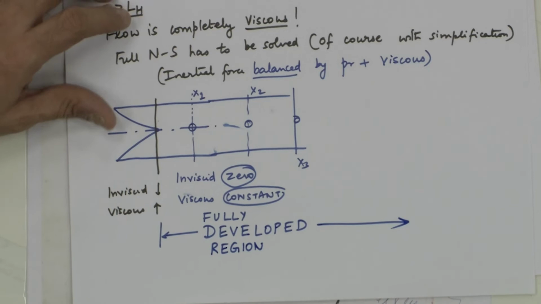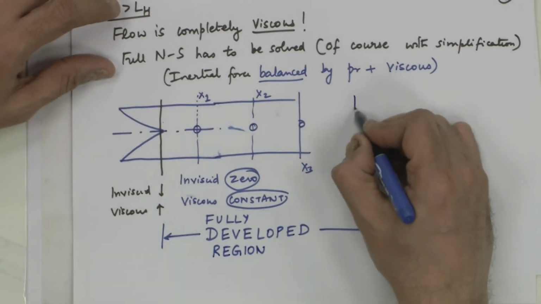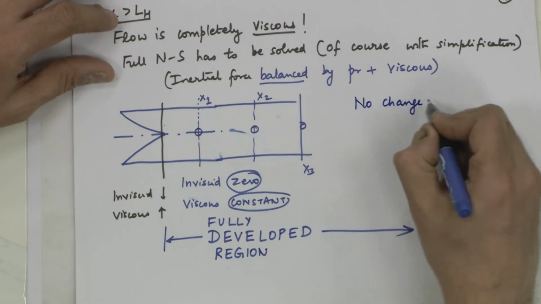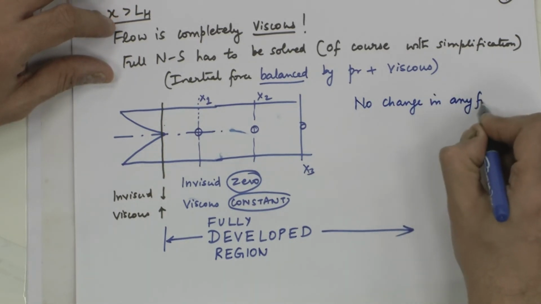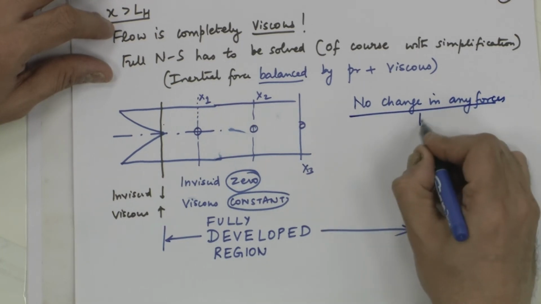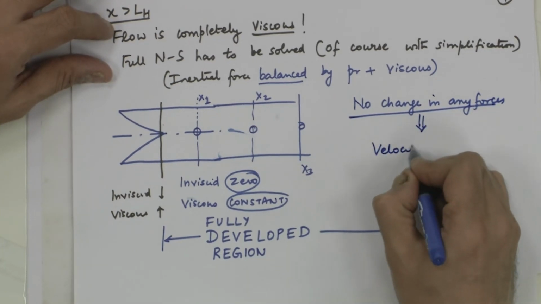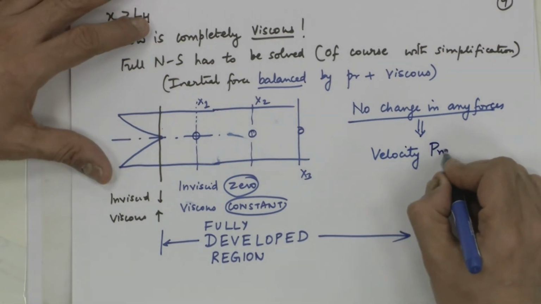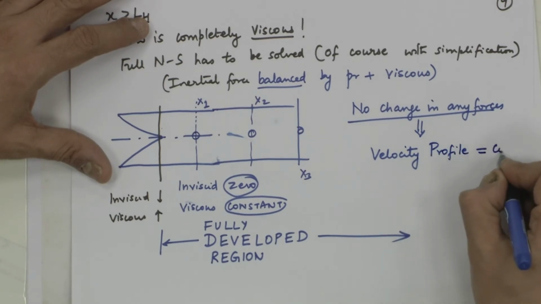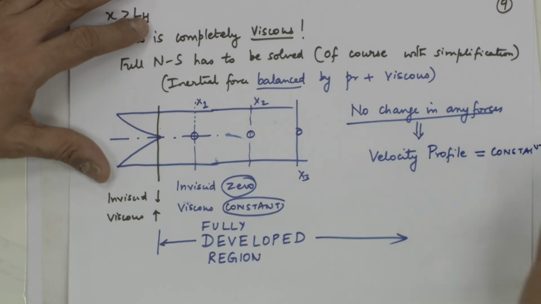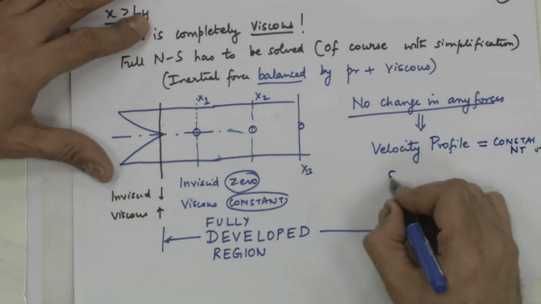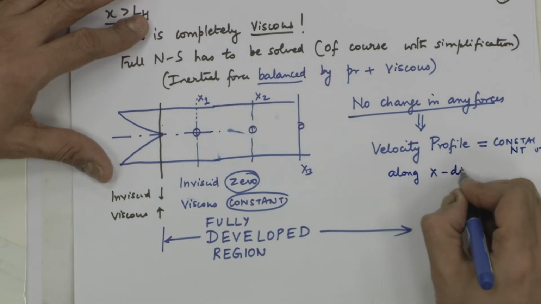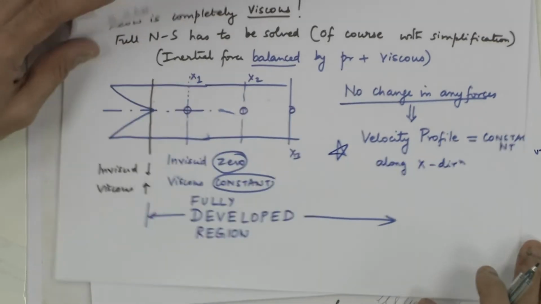All through. That means no change in any forces, which means what? Viscous forces change means velocity gradients have to change. Nothing is changing, velocity gradient is the same, so velocity profile is constant along the x direction. Very, very important. What does it mean? I will show it diagrammatically. Velocity profile does not change along the flow direction.